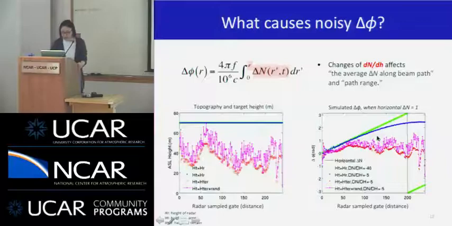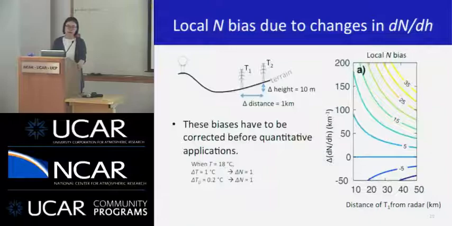Moreover, you can see even on the terrain there is also some noisiness, but the key problem is the gradient changes. So you will get a wrong bias in the refractivity estimation. And not to mention the ground targets, you will see more fluctuations here. So how much does it change? We can quantify it.